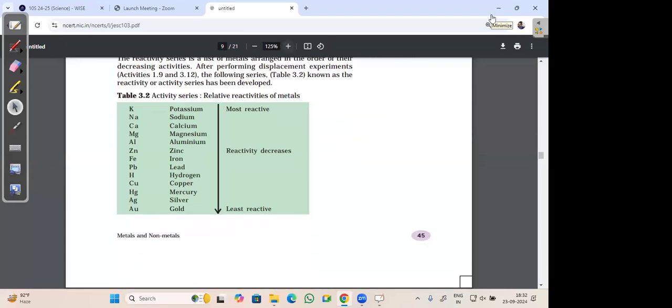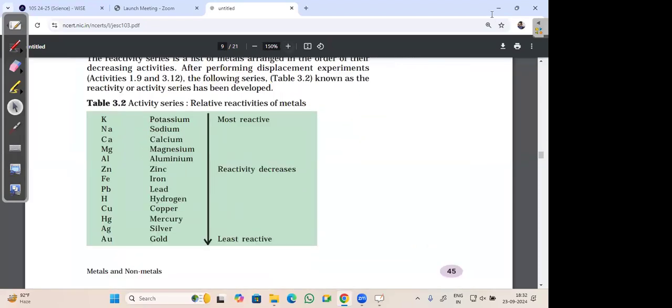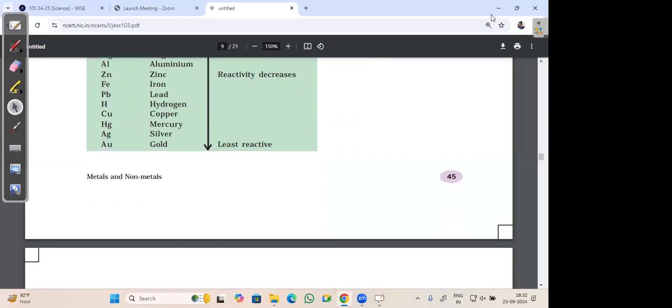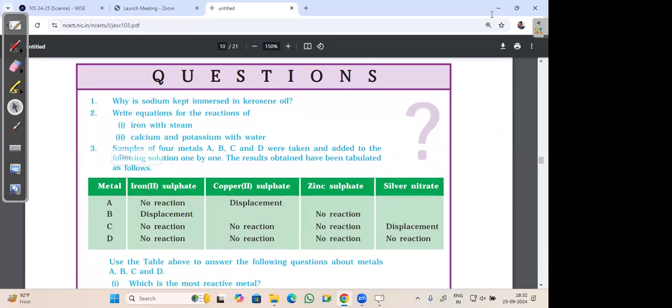Just have a look at the reactivity series, everyone. Just go through the reactivity series once. Potassium, sodium, calcium, magnesium, aluminium, zinc, iron, lead, hydrogen, copper, mercury, silver, and gold. Go through this always.